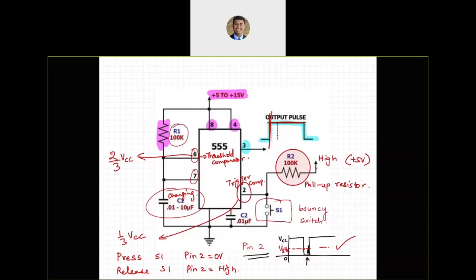So that is a quick discussion on how the 555 timer is being used to take a bouncy switch on pin 2 and make it a clean pulse that lasts for a longer time. So that's how we are doing this.